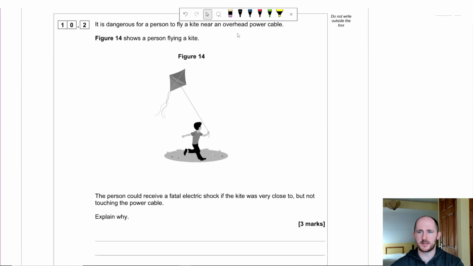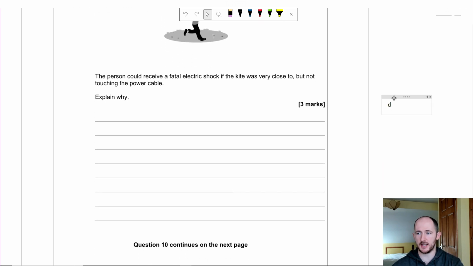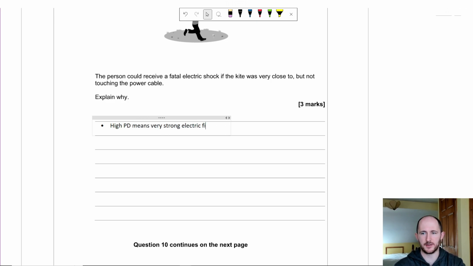It is dangerous for a person to fly a kite near an overhead power cable. The person could receive a fatal electric shock if it's too close to but not even touching the power cable. And this is actually a really important thing, because there are unfortunate people in real life that have been electrocuted by power cables without touching power cables. And here's the reason. When you have a high potential difference, high PD means very strong electric field.